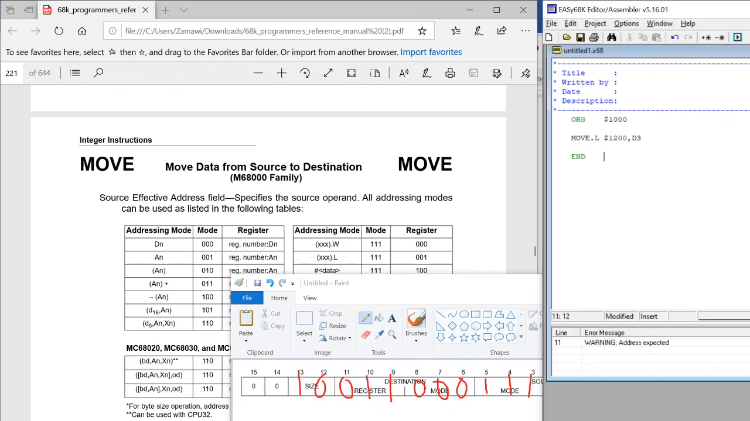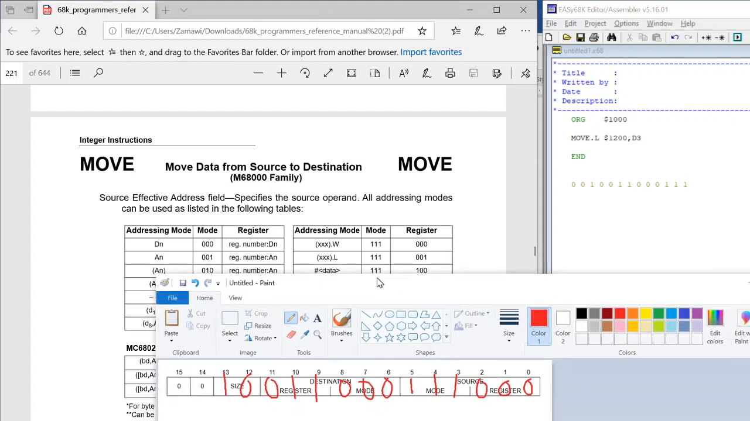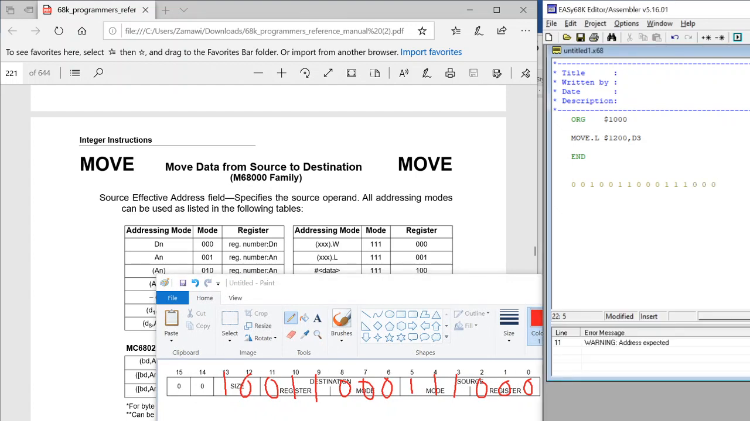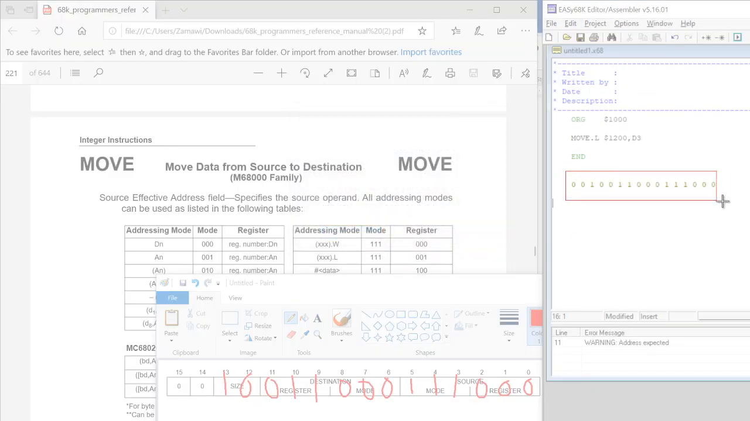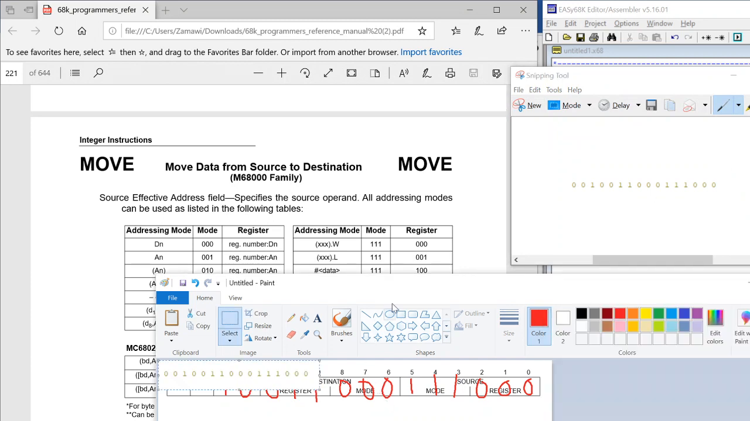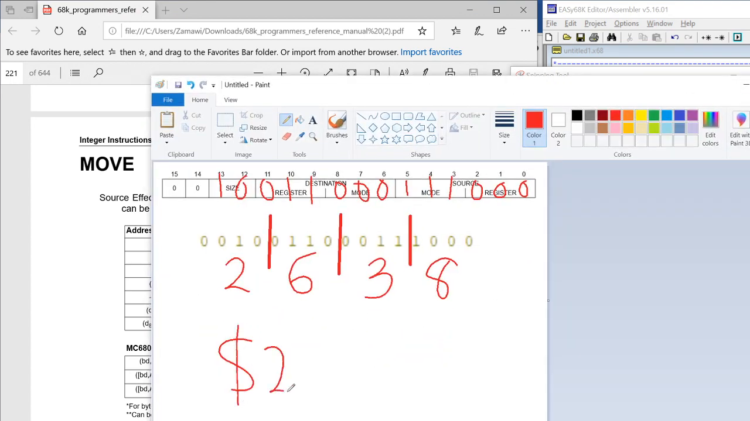So the full instruction will be 0010 0110 0011 1000 0. Is it 16? 2 4 6 8 10. Right, so this is 16 digits. So again, divide it into sections here, 1 2 3 4, 1 2 3 4. Now convert it to hexa. This is 2, this is 6, this is 3, and this is 8. So the answer is $2638. Is it correct? Hopefully it's correct.